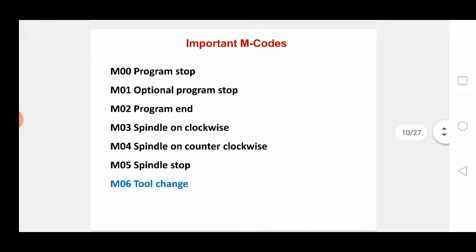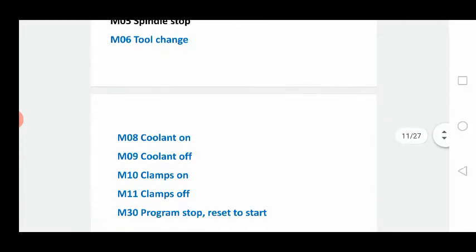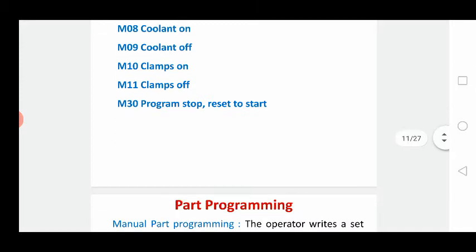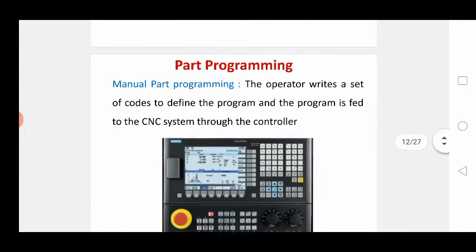Important M codes, that is machine tool miscellaneous functions. M00 program stop, M01 optional program stop, M02 program end, M03 spindle on clockwise direction, M04 spindle on counterclockwise direction, M05 spindle stop, M06 tool change. M08 coolant on, coolant off. Clamps on, clamps off. Then program stop and rewind, that is M30. Mainly we use these M codes. A lot of other things are there, but we are going to use these.